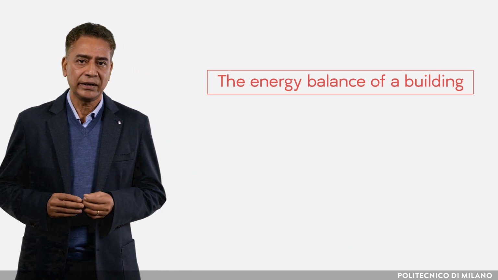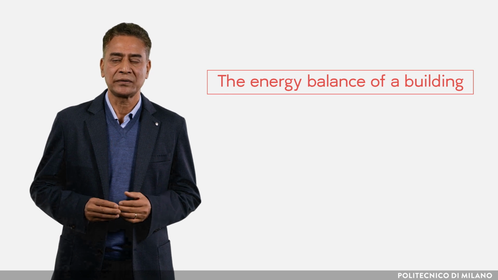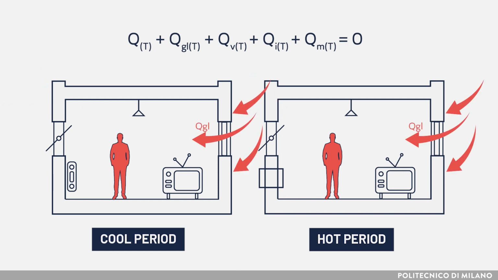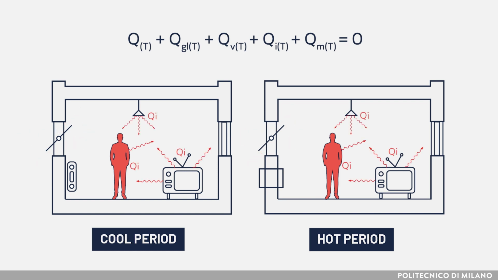The energy balance of a building in watts at time t can be solved according to this equation, where Q is the heat flow through the opaque roof, walls, floors, and glazed windows envelope components. QZL are the solar heat gains through the windows. QV is the ventilation heat flow. QI are the internal heat gains due to the people, domestic appliances, and the equipment. QM is the sensible heat demand compensated by the heating or cooling system.